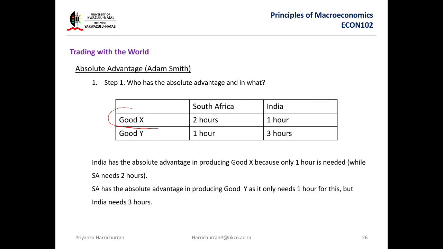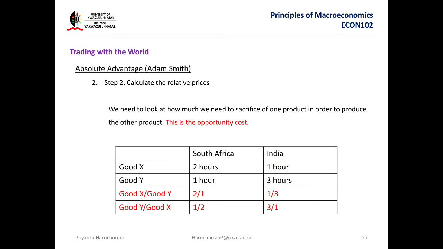If you're only looking at good X, which has an absolute advantage? Which produces a better product quicker? Obviously India. So India has an absolute advantage with good X. Good Y, it'll be South Africa. So you see absolute, which is faster, efficient.